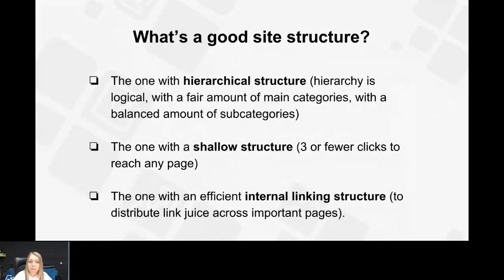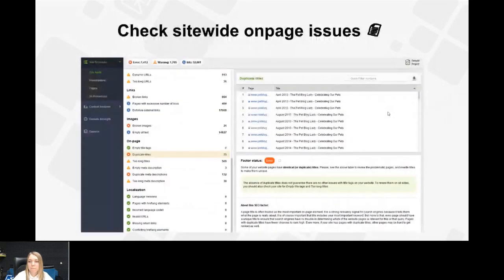Hierarchy is logical with a fair amount of main categories with a balanced amount of subcategories. The one with a shallow structure, that means that it takes just 3 or fewer clicks to reach any page. And the one with an efficient internal linking structure to distribute link juice across important pages. You should also analyze click depth and internal page rank picture. And as I have already mentioned, you can use the Website Auditor's visualization tool to analyze site structure.